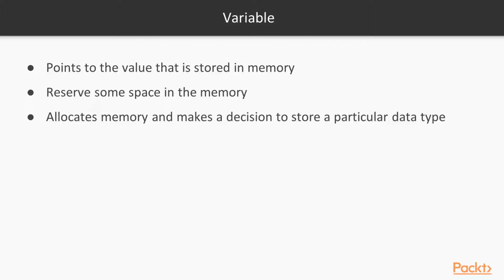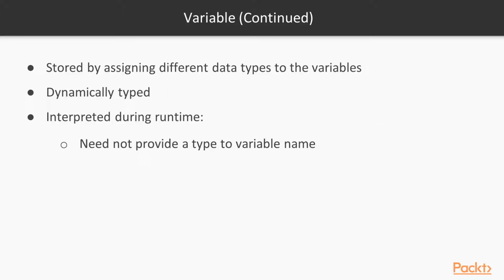So, what is a variable? A variable points to the value that is stored in memory. When you create a variable, the interpreter will reserve some space in the memory to store values. Depending on the data type of the variable, the interpreter allocates memory and makes the decision to store a particular data type in the reserved memory. Various data types, such as integers, decimals or characters, can be stored by assigning different data types to the variables.